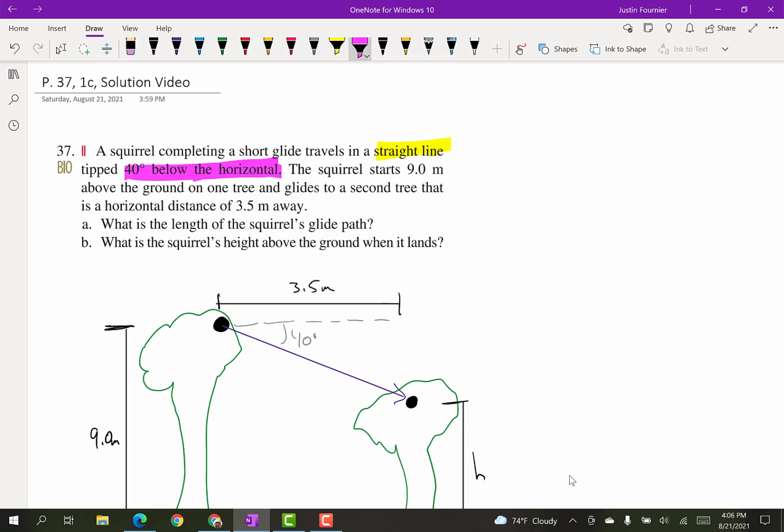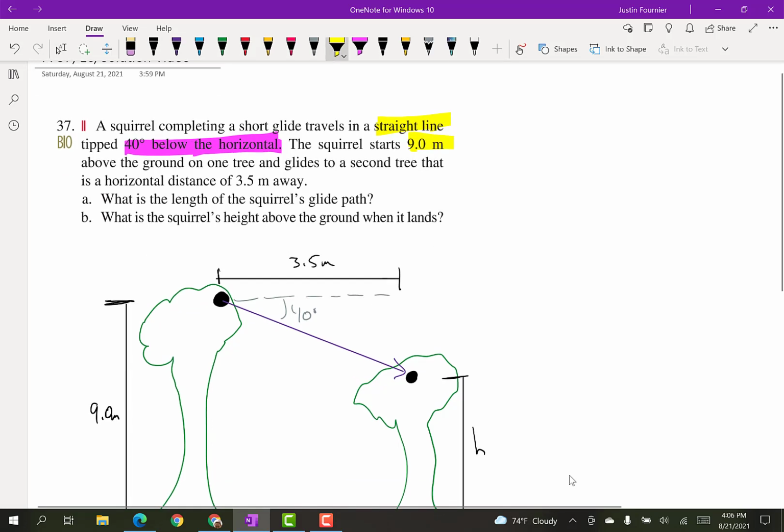It says the squirrel starts 9 meters above the ground and then glides to a second tree that's 3.5 meters away. What is the length of the squirrel's glide path?